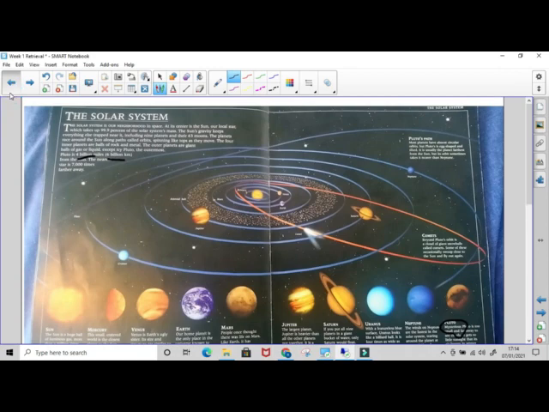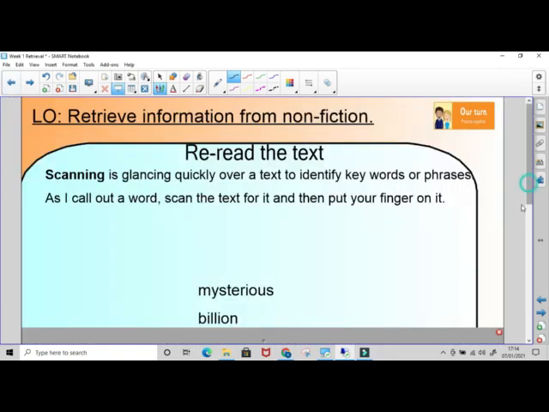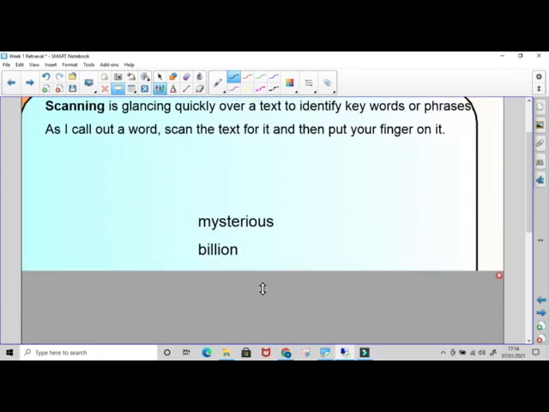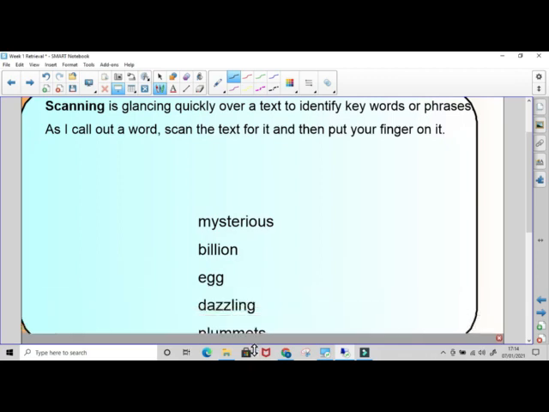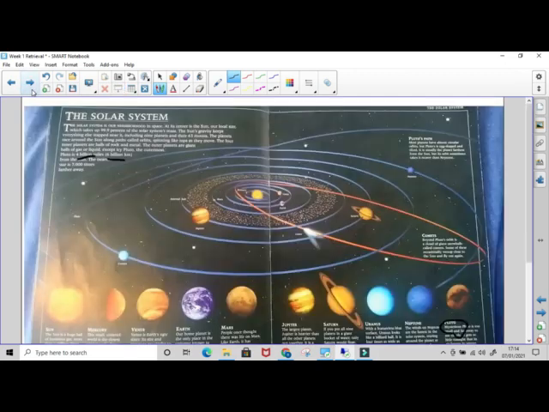We'll do one more. Okay, even though I did say that a second ago. So we've got egg, dazzling, plummets. Let's go dazzling. The double Z might be easy to scan for. So can you see dazzling? Dazzling makes me think of something bright. So where is something bright going to be in this text?